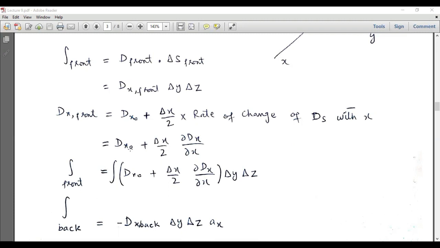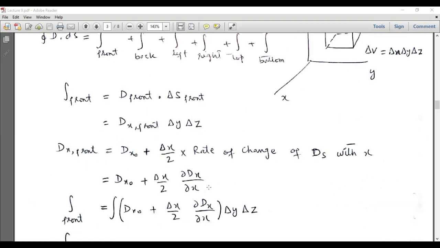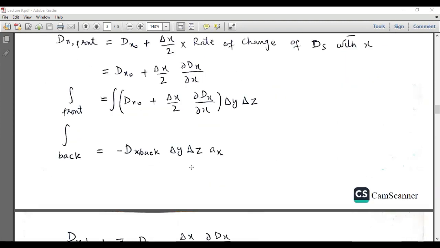So this integration will be equal to Dx0 plus delta x by 2 partial Dx over partial x, into delta y delta z, right? So this is the front integration. Similarly, we can also evaluate the back integration, and in the back integration, this will be Dx back, and that will be delta y delta z into minus ax, right? Because for this back surface, the outward drawn normal will be in the minus ax direction. So after the multiplication, it will become minus Dx back delta y delta z.